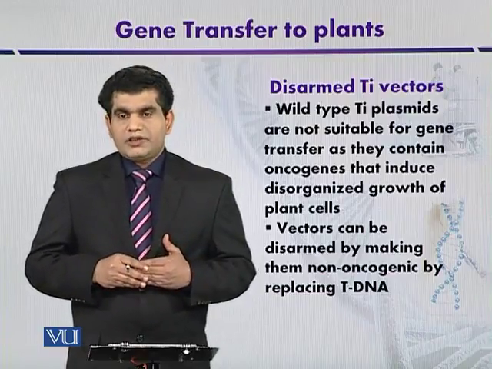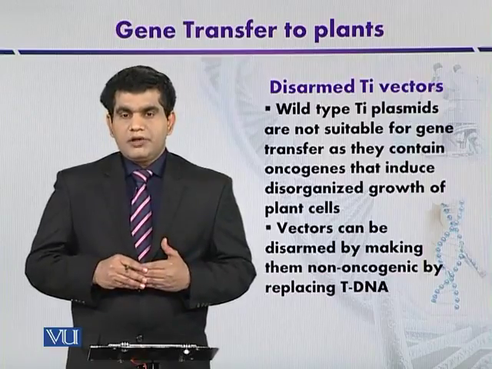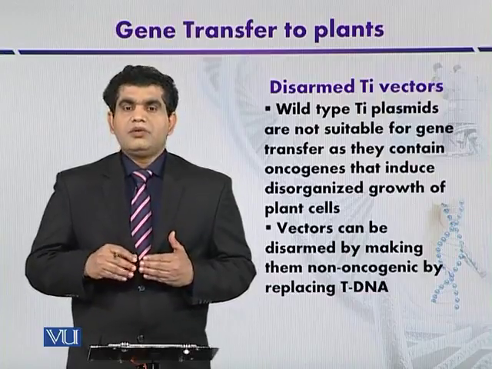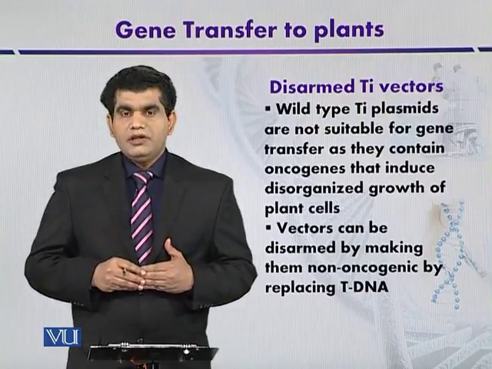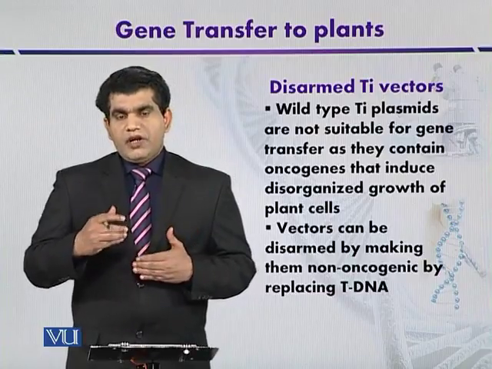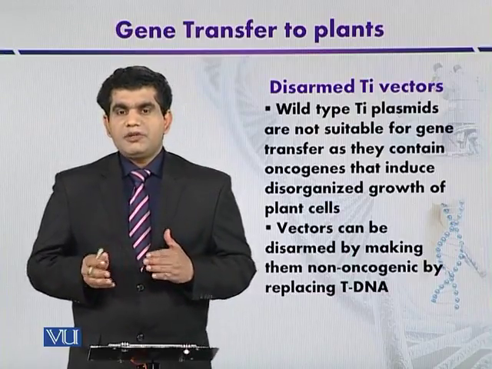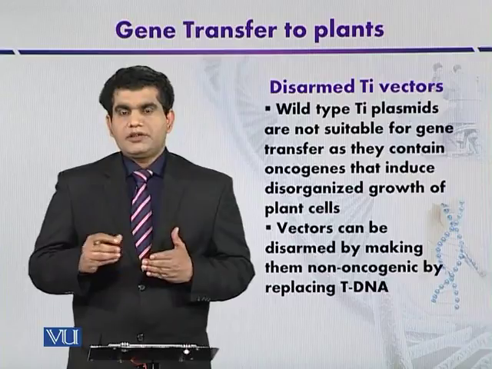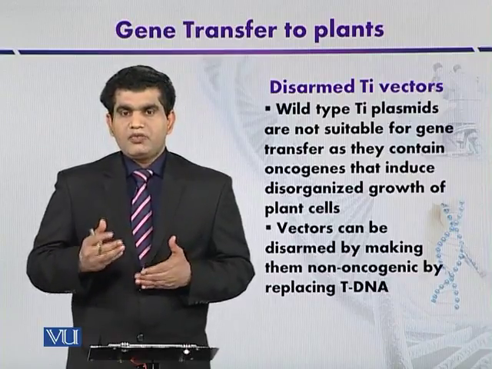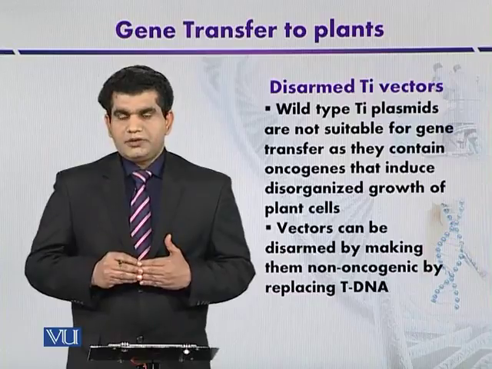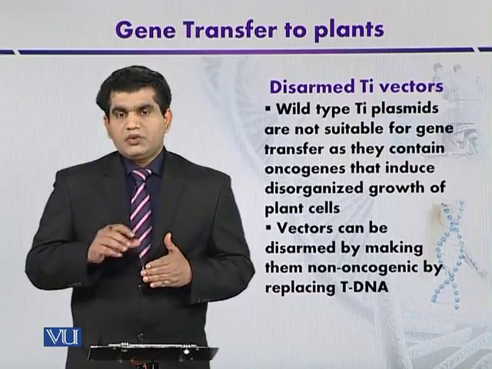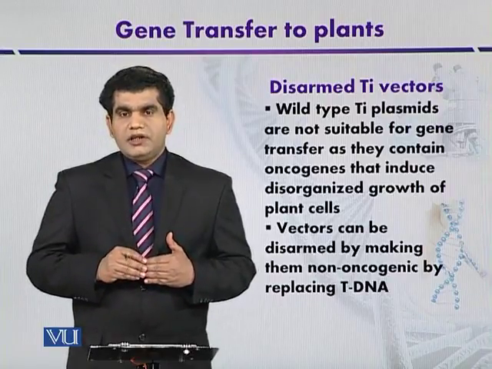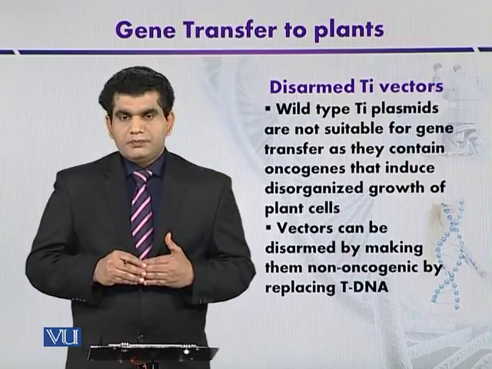We can call them disarmed TI plasmids, and they can be used as a cloning vector to transfer our gene of interest. In one example, tDNA has been replaced with some portion of the artificially constructed pBR322 plasmid. If you remember, we have discussed this plasmid many times previously. So, one portion of pBR322 is used to replace tDNA in the TI plasmid.